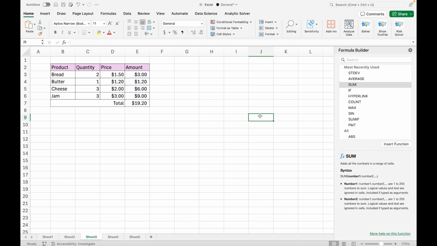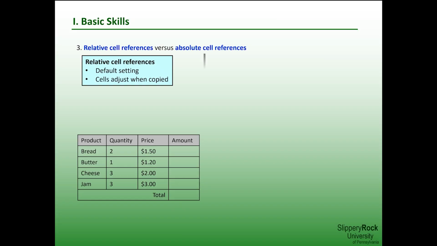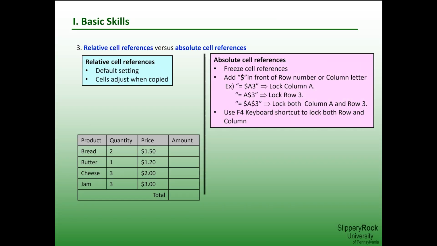But sometimes you need one value to stay the same no matter where you copy the formula. That's when we use an absolute reference. You do this by adding a $ sign to lock the row, column, or both. $A3 locks the column A. A$3 locks the row 3. $A$3 locks both the column A and the row 3.